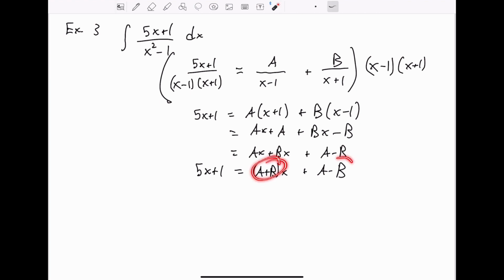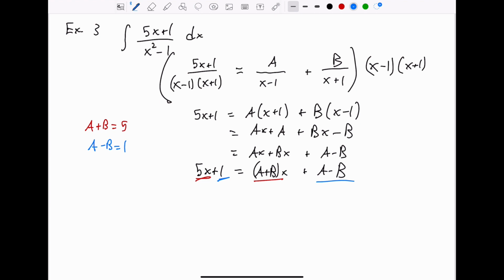I'm trying to solve for a and b, and I have a polynomial on one side equal to a polynomial on the other side. Two polynomials are equal if all of the corresponding coefficients for the same degree terms are equal. In other words, the 5x has to equal the a plus b x, and this 1 has to equal a minus b. So this gives me two equations for a and b. The first one, a plus b equals 5. The second one, a minus b equals 1.